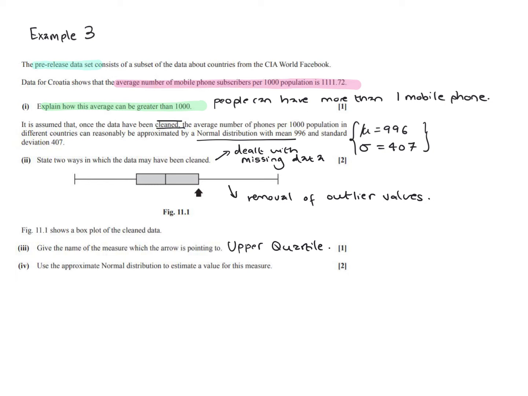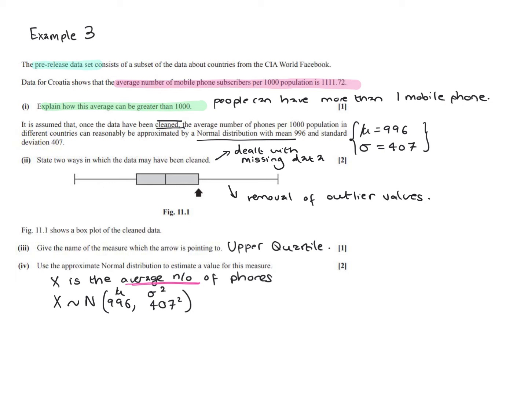Now, the approximate normal distribution, if x is the average number of phones, then x has a normal distribution with a mu value of 996 and a sigma value of 407. Now, because x is calculated as an average value, then we don't have to worry about applying continuity corrections here, because we're not looking at data that's discrete, because once you calculate an average value, it becomes a continuous measure. So we don't need to apply continuity corrections here.